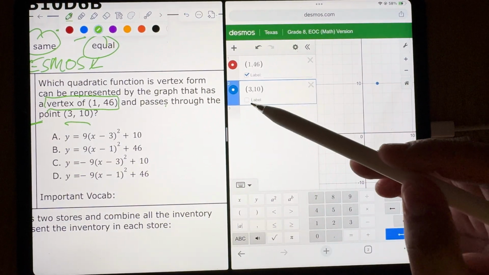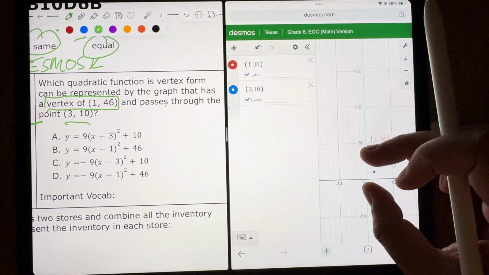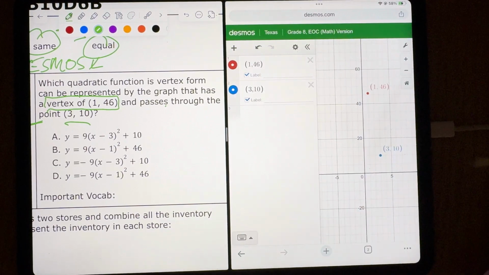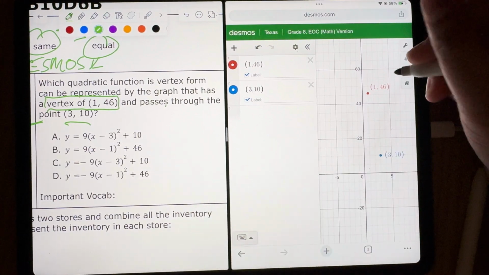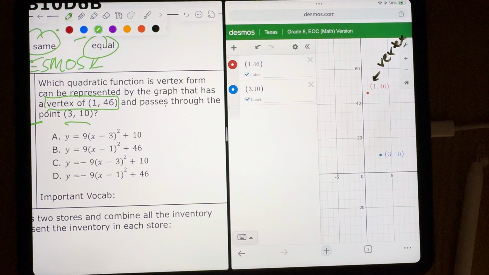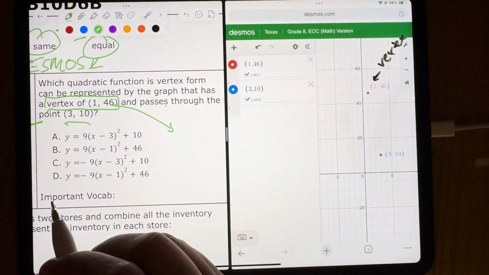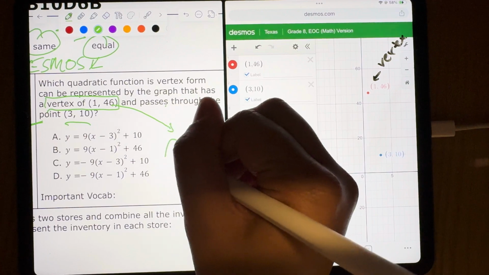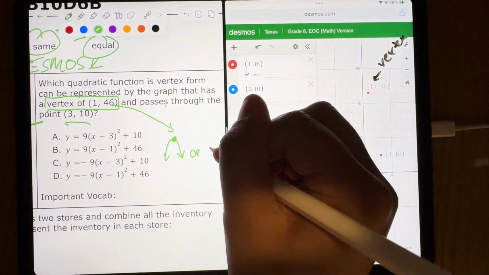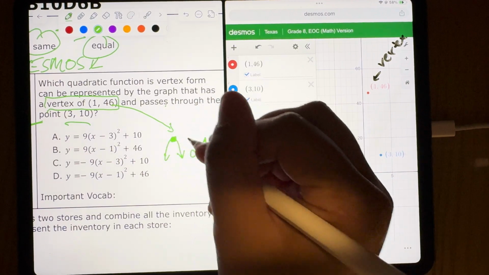Now this one we have to be a little bit more careful with because I'm going to put them on the Desmos screen where I have them. The (1, 46) is my vertex. Okay, the (1, 46) is my vertex. And remember, vertex, sorry, that's my cat Toby. Vertex is either your highest point or your lowest point. Okay, so highest point or lowest point.